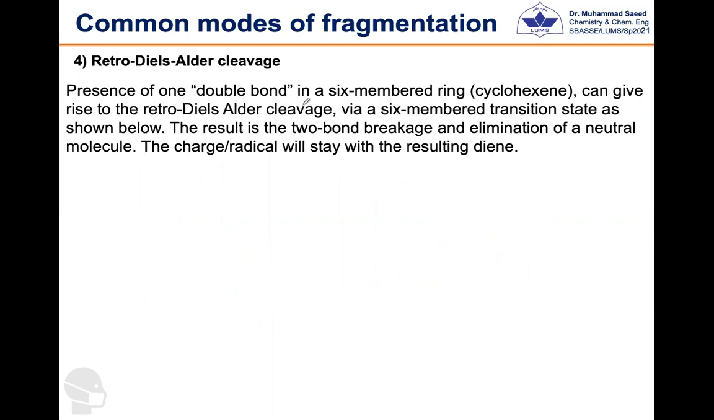Okay, the fourth mechanism is retro-Diels-Alder fragmentation, और इसकी पहचान है, this mechanism will not take place in every molecule. It will only take place in a molecule which has a 6-membered ring with a double bond in between. Okay, so अगर आप मॉलिक्यूल में ये वाला स्ट्रक्चर पाया जाता है, they will fragment by retro-Diels-Alder mechanism. Otherwise they will not fragment by this mechanism.